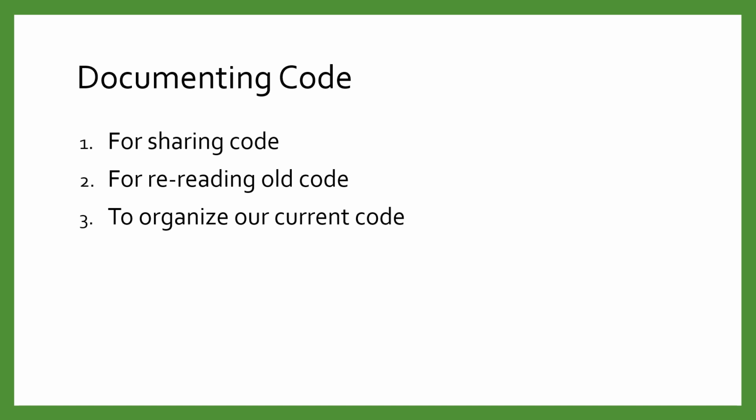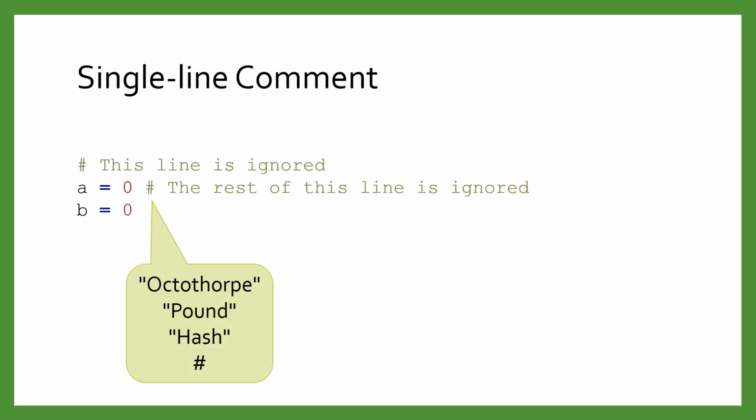Python has two ways of writing comments. To make a single-line comment in Python, you should use the hash symbol, also known as pound or octothorpe. Everything after the hash symbol on the same line is completely ignored by your program.